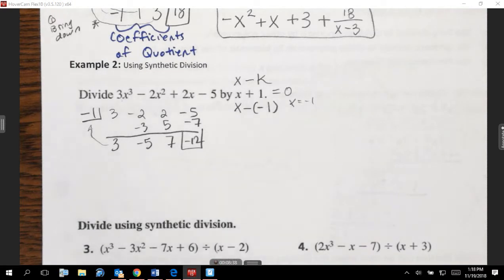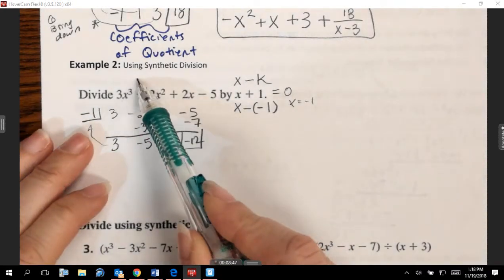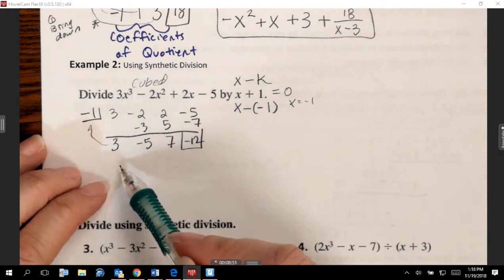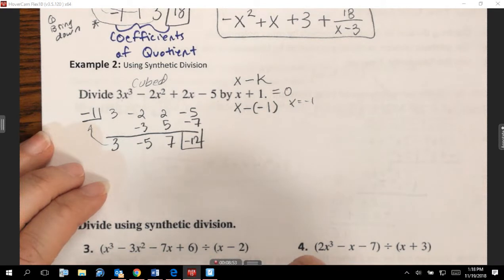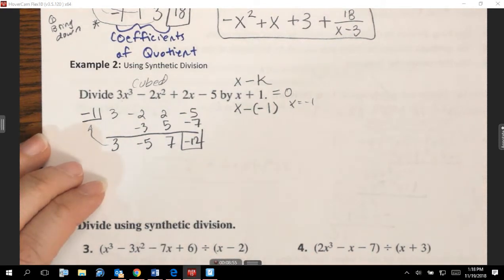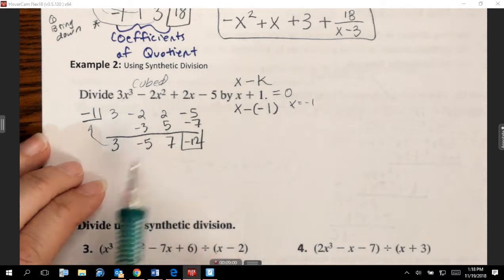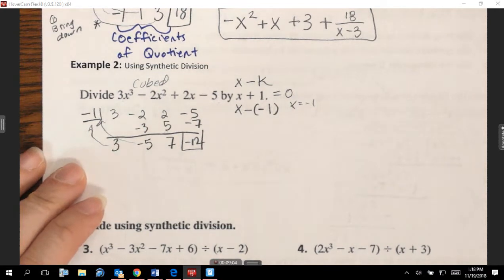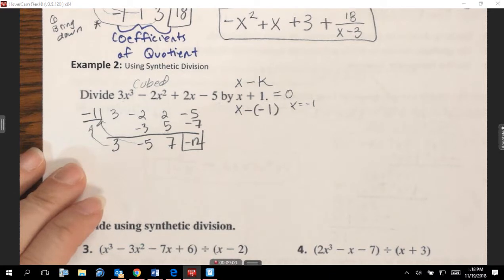Why did I box that last number in? It's the remainder, and that helps me remember that that's the remainder. And then since I started with cubed, my answer is going to go down a power. Yes? Where did the 5 come from? Which 5? The positive 5? Yeah. I multiplied -5 times -1. Okay. So those are the questions you need to ask if you don't know where I got a number. Definitely ask, because I did it fast, because this goes fast.